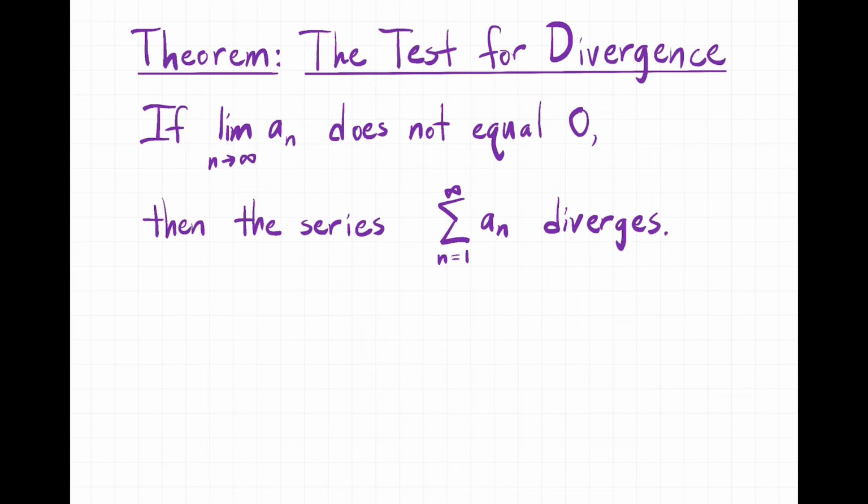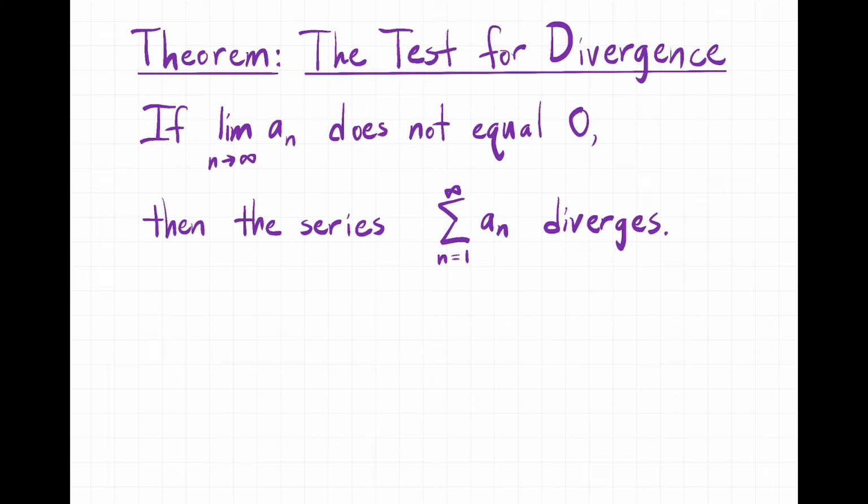One of the simplest tests for determining whether a series converges or diverges is called the test for divergence. It's very simple. It says if the limit as n goes to infinity of the a_n's, the individual terms of the series, if that limit does not equal 0, then the series diverges. In other words, if you're adding up infinitely many terms, the only way that that infinite sum could have a finite value at the end is if the terms that you're adding are getting smaller and smaller and smaller, not just getting smaller, but actually approaching 0.